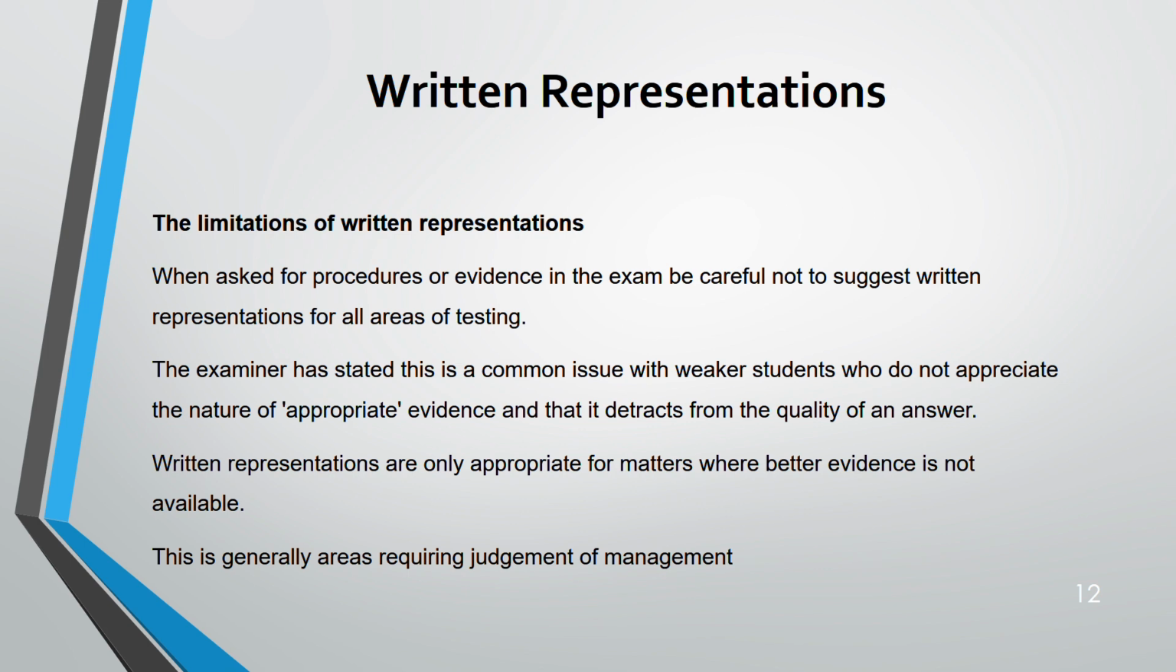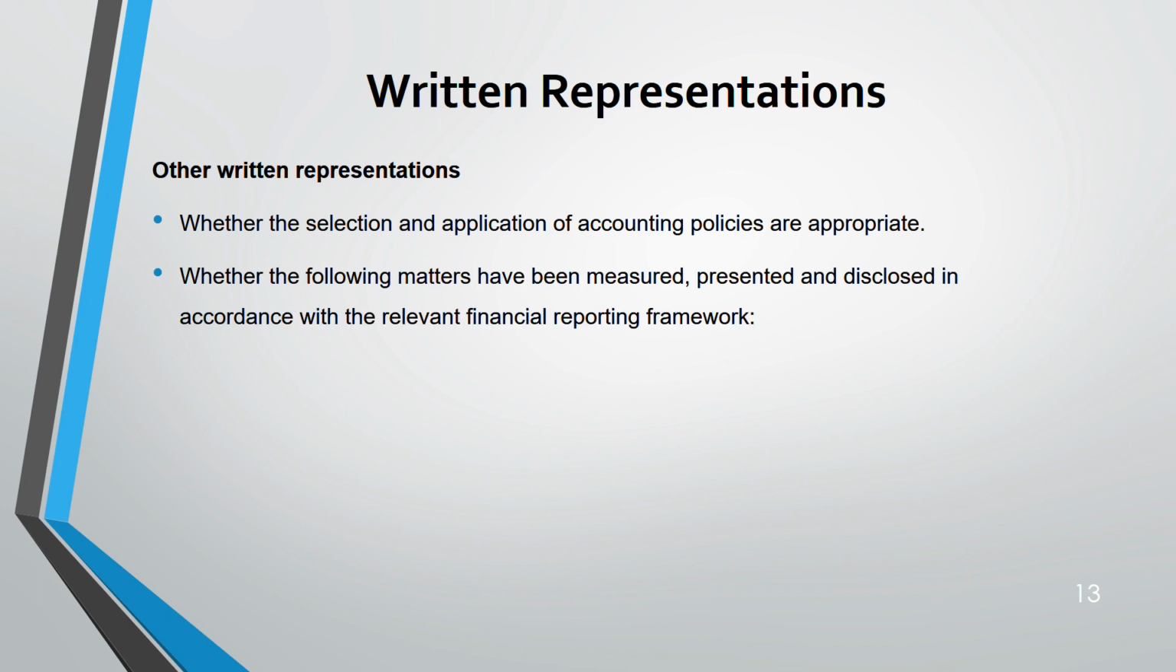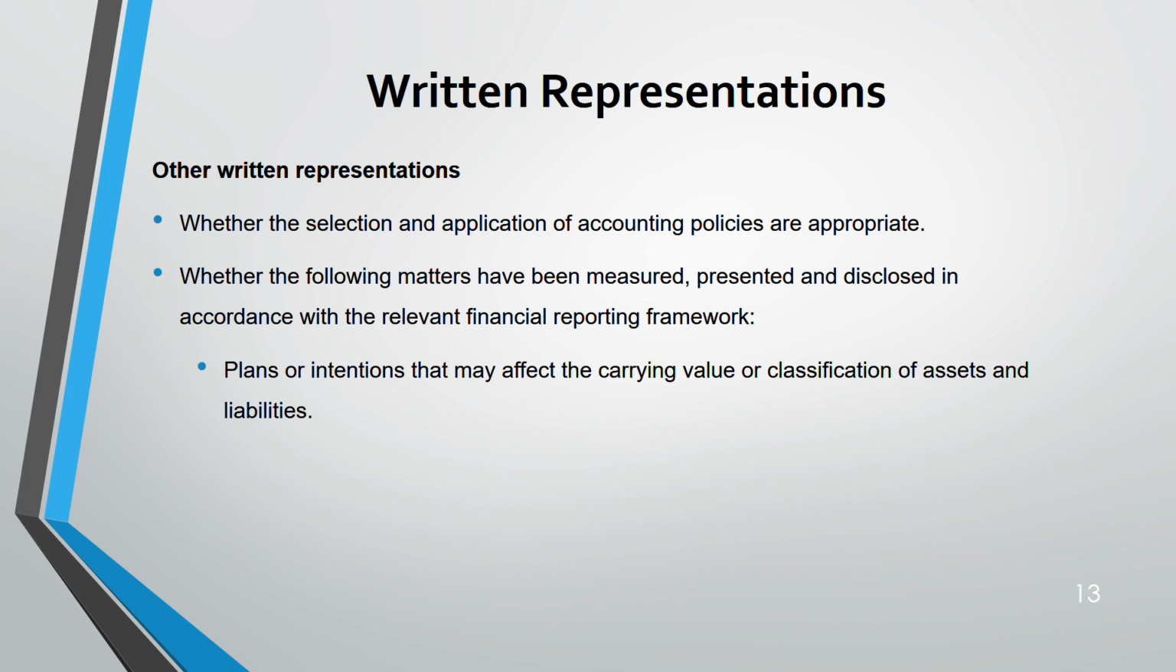Accounting estimate is one example. Fraud, error is another example. Okay. Other written representation. Okay, as I told you, accounting policies. Where there is a selection and application of accounting policies, you use written representation. Where the following matters have been measured, presented, and disclosed according to the financial reporting framework, written representation. Like, what are the plans or intentions of the entity that can affect the carrying value of assets or liability, and classification of assets and liability. Okay, liability is both contingent and actual, and title to or control over assets. You need written representation on this area, whether assets control has been given to you.